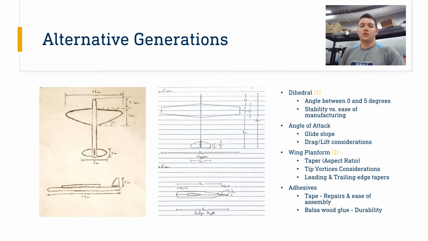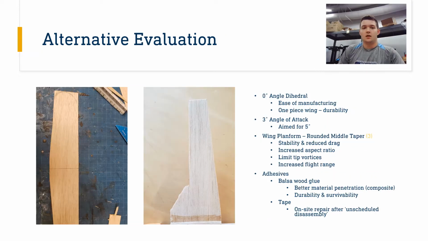Our two design sketches on the left show some alternative design choices that we could have made. The four main design choices that we considered in this project were the inclusion of a dihedral angle and the angle of attack on the fixed wing, the wing's planform, and the adhesive used in manufacturing. These considerations also had to do with the stability of the vehicle, ease of manufacturing, its durability, and the vehicle's lift and drag.